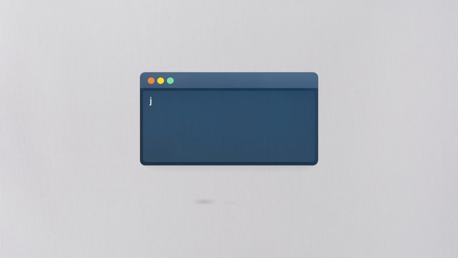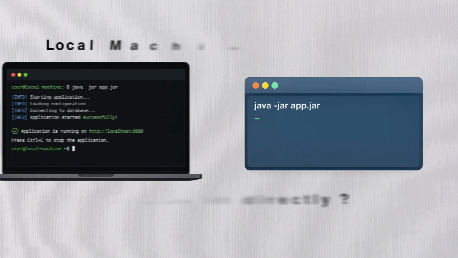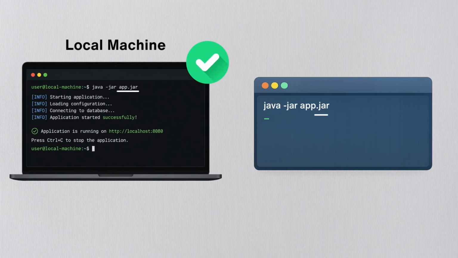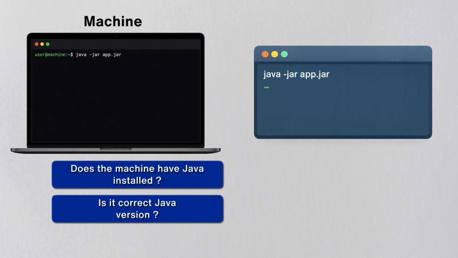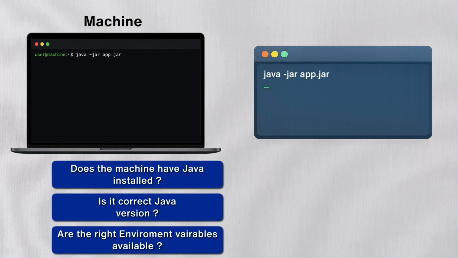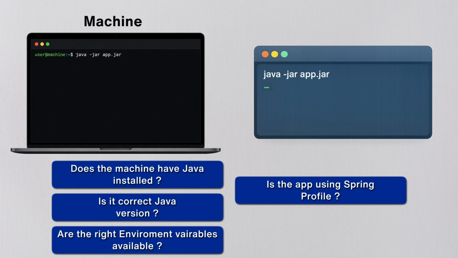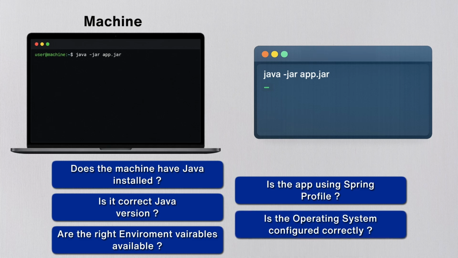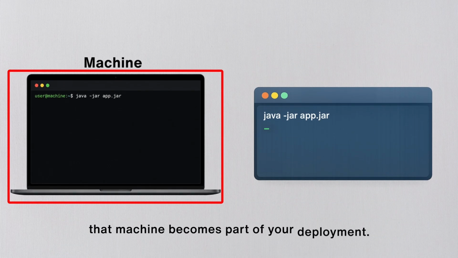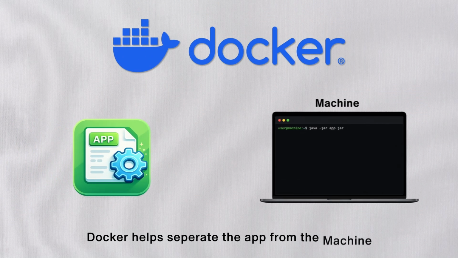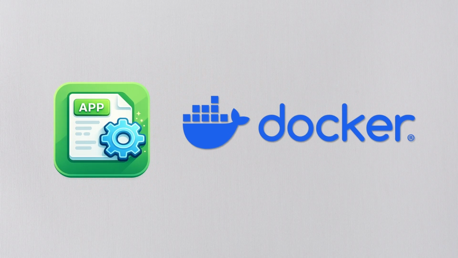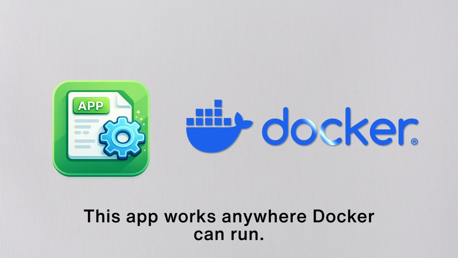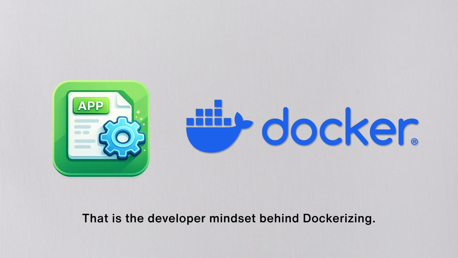Now you might ask, why not just build a jar and run it directly? And locally, that's totally fine. You can run this command and basically you have your application running. But the problem is that this depends on the machine. Does the machine have Java installed? Is it the correct Java version? Are the right environment variables available? Is the app using a Spring profile? Is the operating system configured correctly? When you run directly on a machine, the machine becomes part of your deployment. Docker helps separate the app from the machine. And instead of saying this app works on my laptop, we want to say this app works anywhere Docker can run. That is the developer mindset behind Dockerizing.